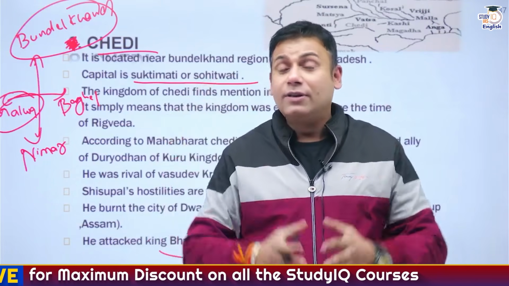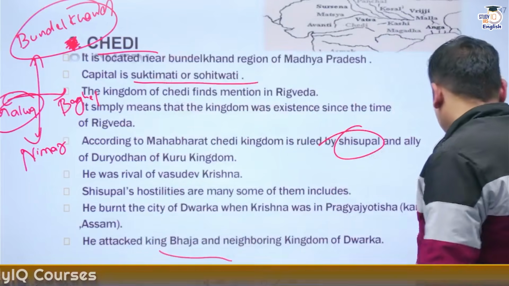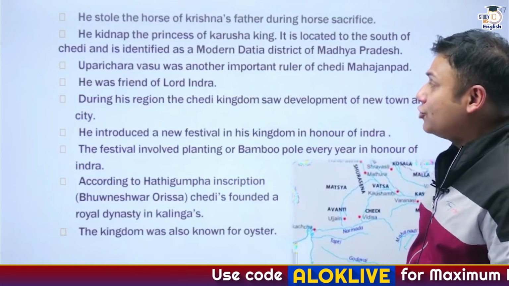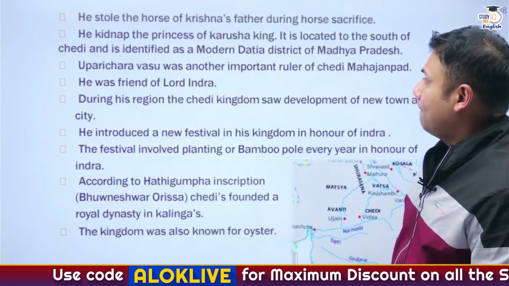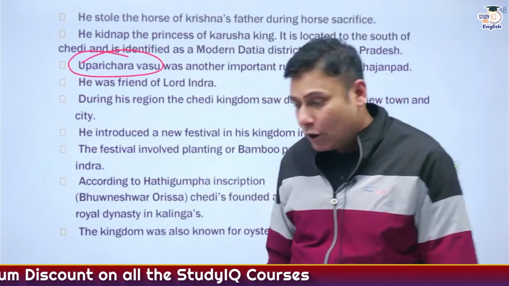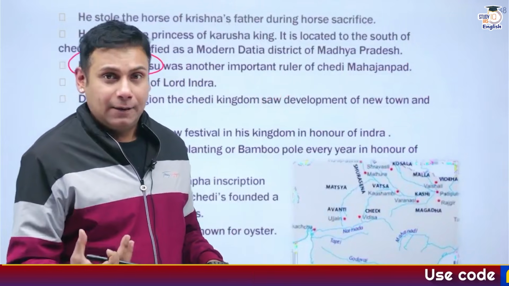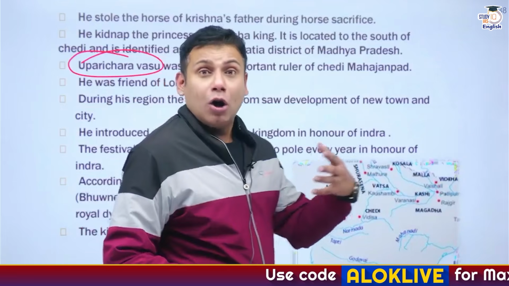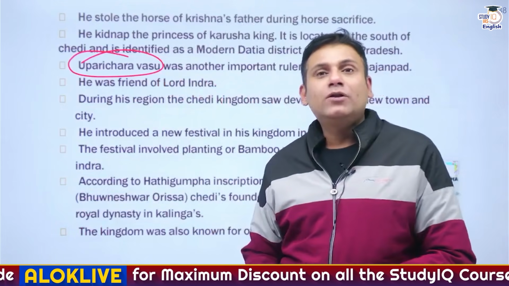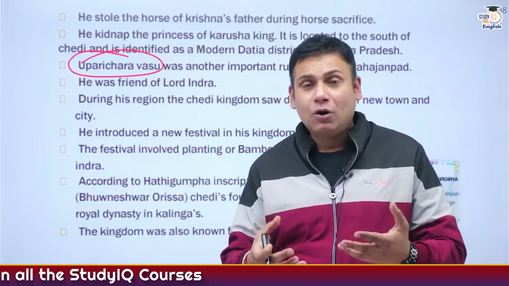This was history, this was mythology. But historically, the kingdom of Chedi was being ruled by Upari Char Vasu. I repeat, it was being ruled by Upari Char Vasu. Now, Upari Char Vasu started a festival called the Bamboo Pole Festival. This festival is dedicated to Lord Indra, who is also referred to as warlord, god of rain, god of strength. This festival was basically started to please Lord Indra, to bestow them with blessings of rain.